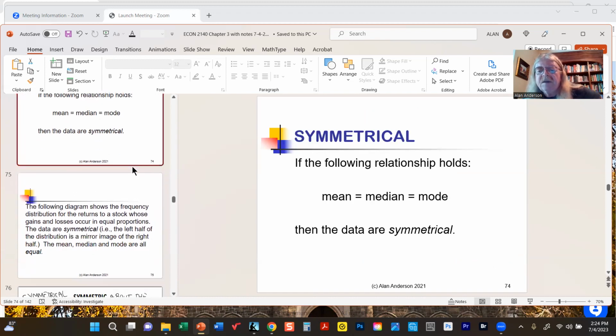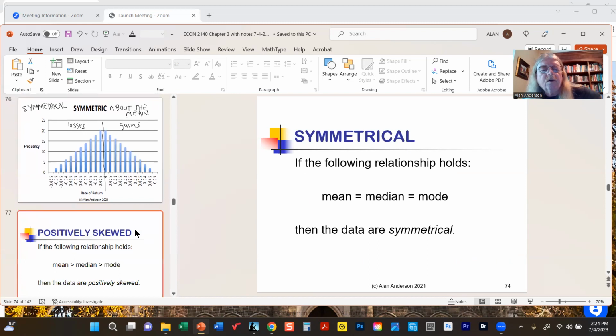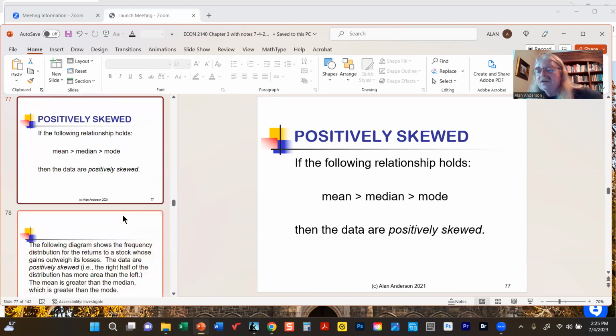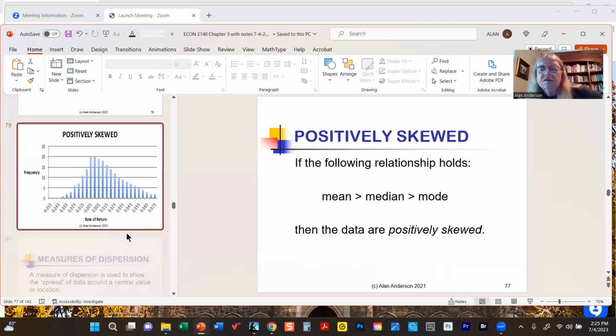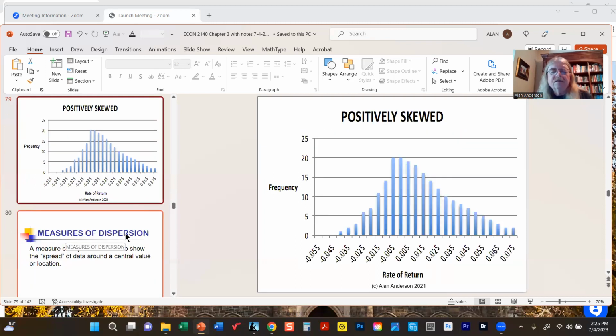And then finally, the last possible case is what we call positively skewed, which is just the opposite of negatively skewed, as you can imagine. And that simply means the mean is the largest value, followed by the median and the mode. So this is the case that you're happy about, because if you're the owner of the stock or a portfolio, your gains have outnumbered your losses.